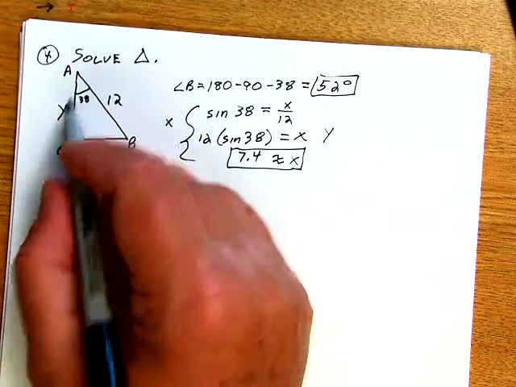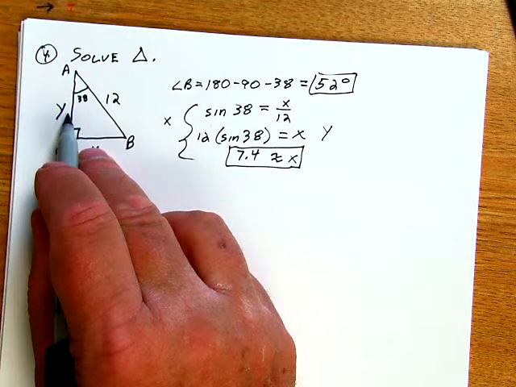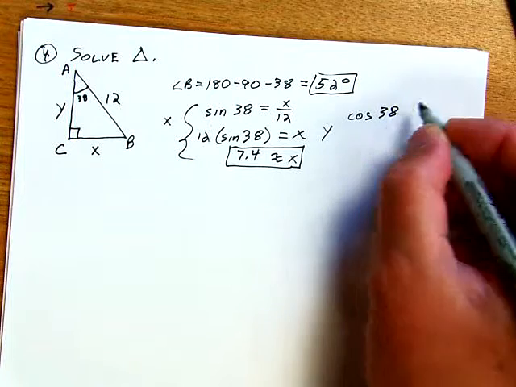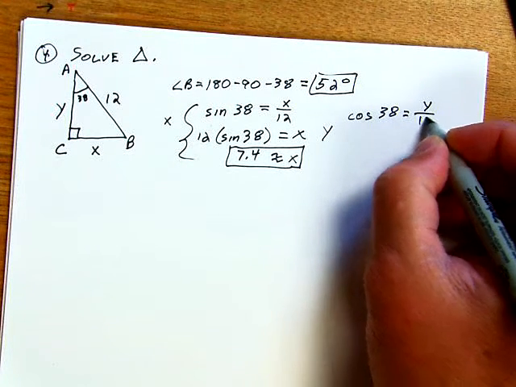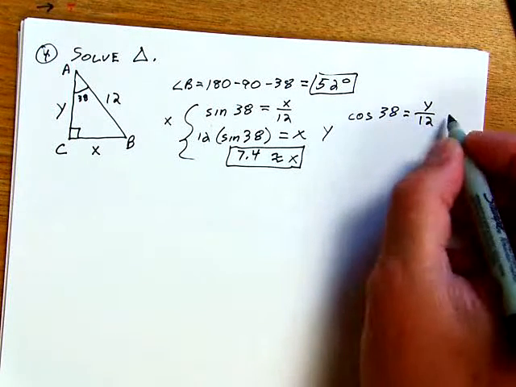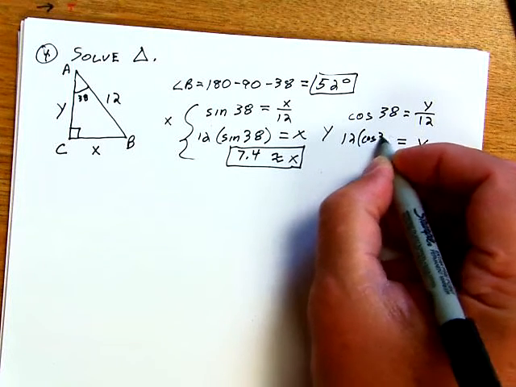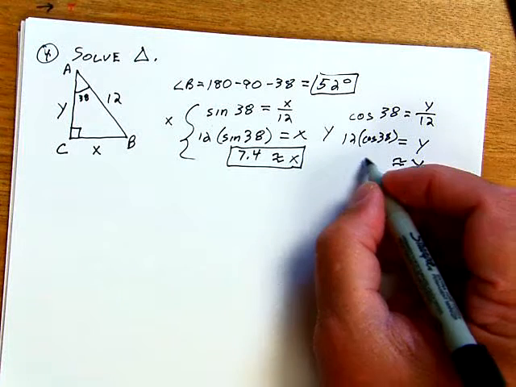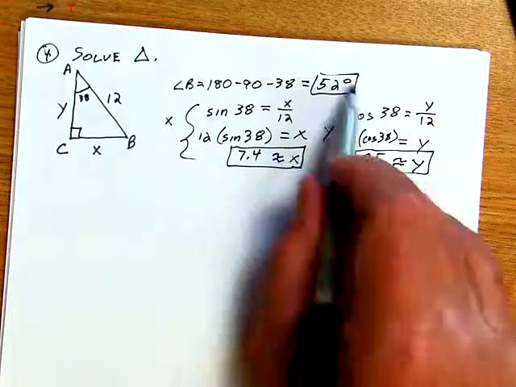Y, okay, this time for Y I can't use sine because I have to have the adjacent side, so I'm going to use cosine. The cosine of my 38 degree angle is equal to my adjacent side, Y, over 12, and I can multiply both sides by 12 to get Y by itself, and I get 12 times the cosine of 38. And I punch that into my calculator, and I get 9.5. And I've just solved the 3 missing parts of this triangle.